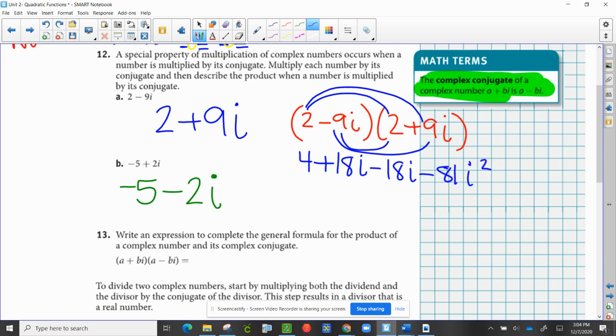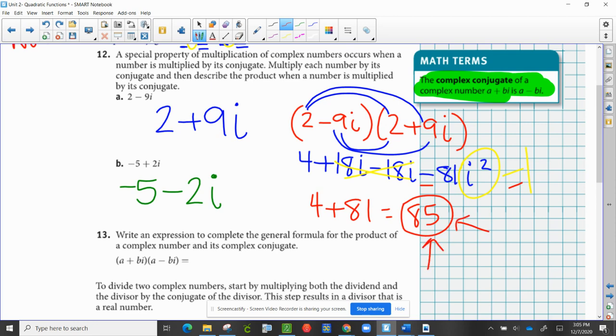81i squared. Now the point of the conjugate is to eliminate these middle terms. So you see how we have 18 minus 18? Those would cancel. From our last lesson, we learned that i squared turns to -1. So this actually turns to 4 plus 81, because negative gives me a positive. So if I add that together, we get a number of 85. So this will always happen when you multiply a number by its complex conjugate. All the i's will cancel out and you're only left with a number.